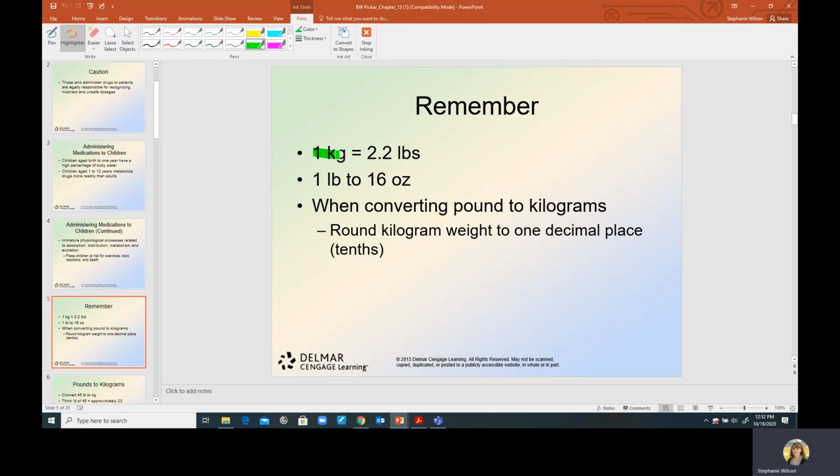This here is a quick reminder. 1 kilogram is approximately 2.2 pounds. Of course, I asked y'all not to use the S in this class because when you handwrite, sometimes the S will look like a 5. It says 1 pound is to 16 ounces. So when converting kilograms, we're going to round the kilograms to the nearest tenths.